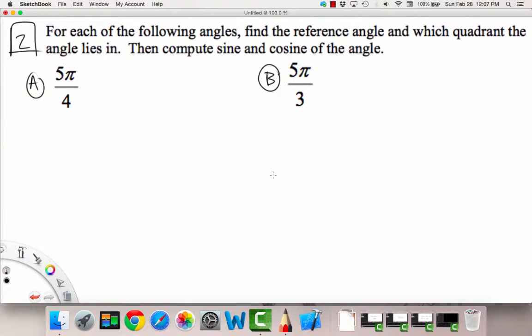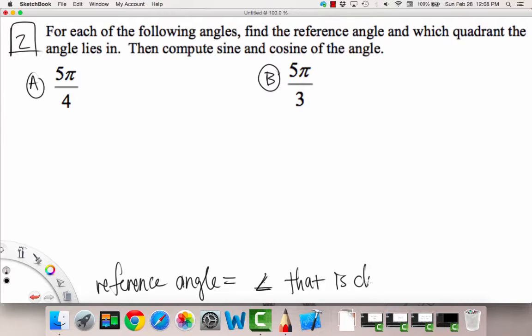Alrighty, number 2 asks us to find the reference angle and which quadrant the angle lies in, and then we're going to compute sine and cosine of the angle. The first thing is that reference angle, so what does that mean? I'll just define it here at the bottom. Reference angle basically tells you the angle that is closest to the horizontal axis. And you'll see what I mean when I draw out some pictures here.